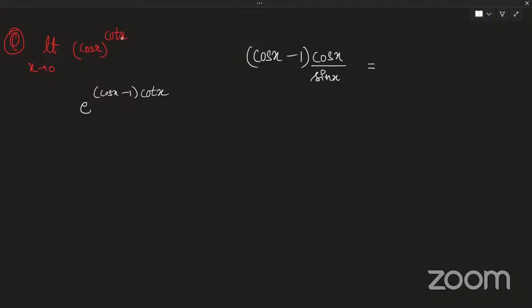I mean, we have been doing that quite many times. Sir, it will become 0. Like you're telling the final answer? No, the whole limit you are telling? Cos x minus 1 will be 0. Yeah, you are correct. Cos x minus 1 will be 0. But in the denominator, you have sin x also, no? That is also 0. So 0 by 0.